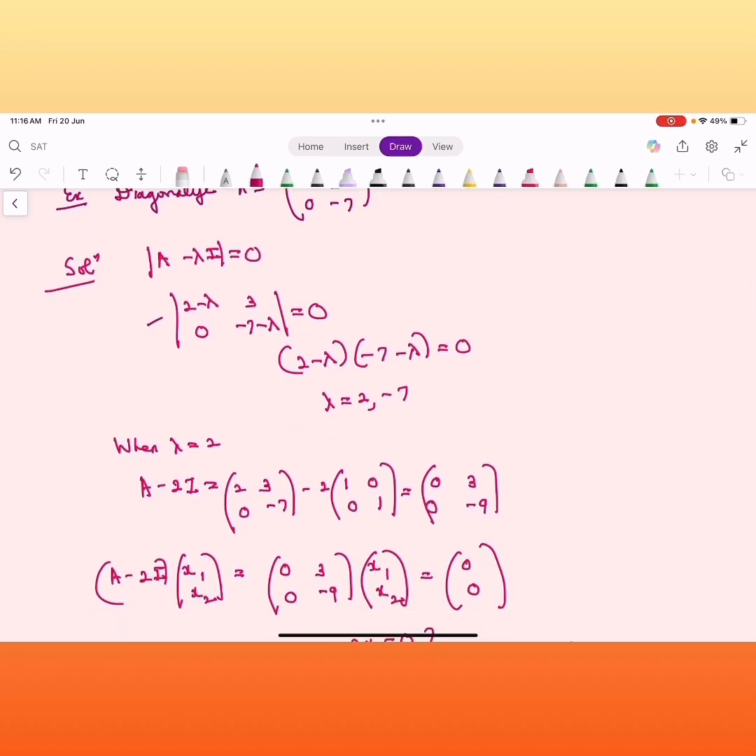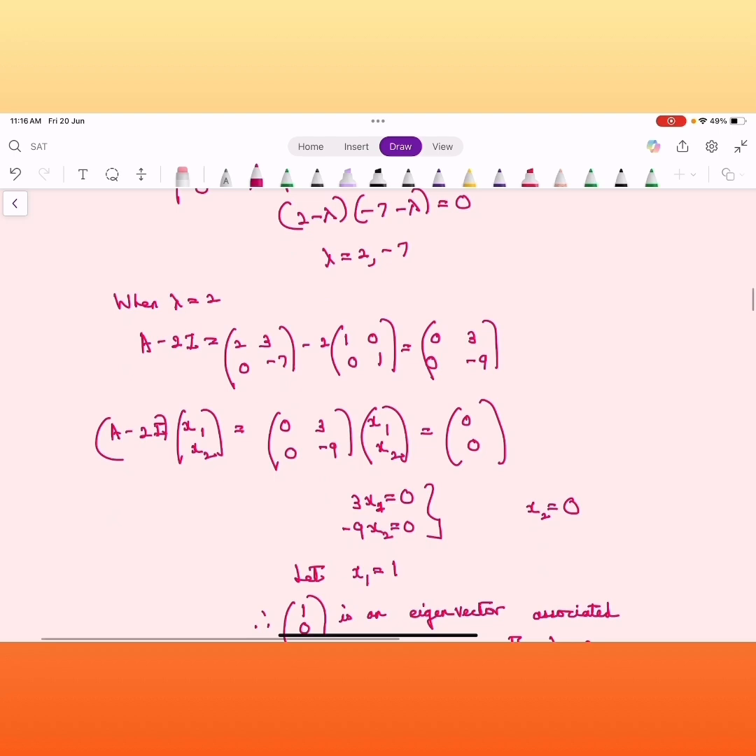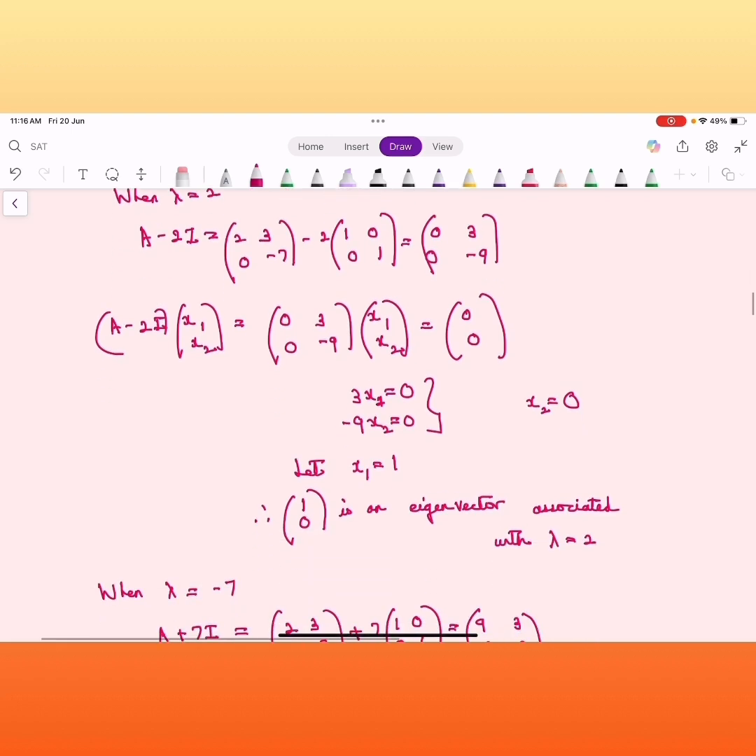And A minus 2I into x1, x2 will give you 0, 3, 0, minus 9 times x1, x2 is 0. So multiplying, you get 3x2 is 0 and minus 9x2 is 0, which means that x2 is 0. So x1 can be any value, so let x1 be 1. So you can say that 1, 0 is an eigenvector associated with lambda equal to 2.